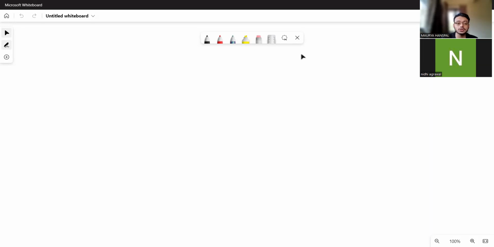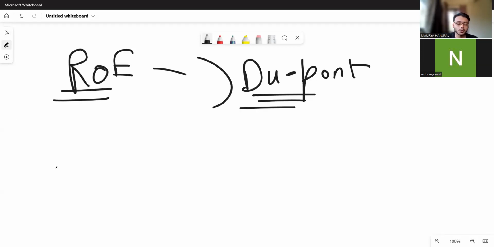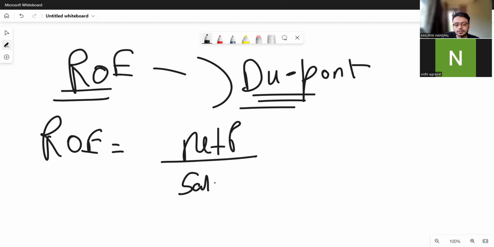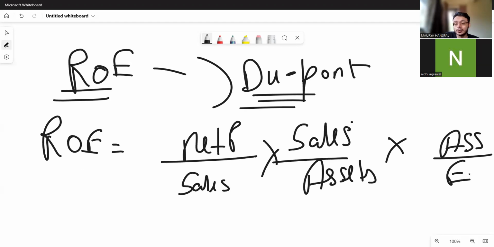So one more thing we need to talk about is the decomposition of ROE. I'll be breaking down ROE into three financial ratios which we have already talked about earlier. We can decompose the ROE by using the Du-Pont analysis or the Du-Pont formula. So what does it basically say? It tends to break down the ROE of the company into your profitability ratio, which will be nothing but your net profit by your sales, into your asset turnover ratio, which will be nothing but your sales by your total assets, into your leverage ratio, that is assets by equity.